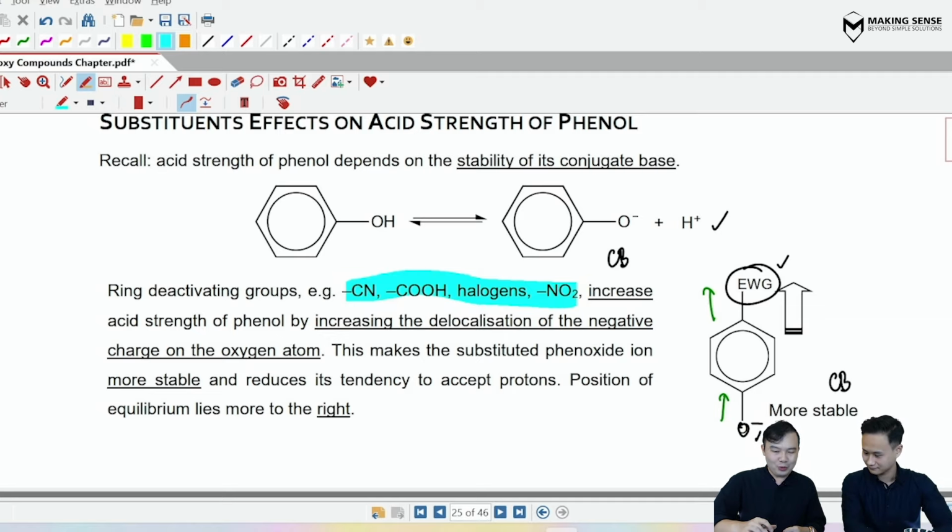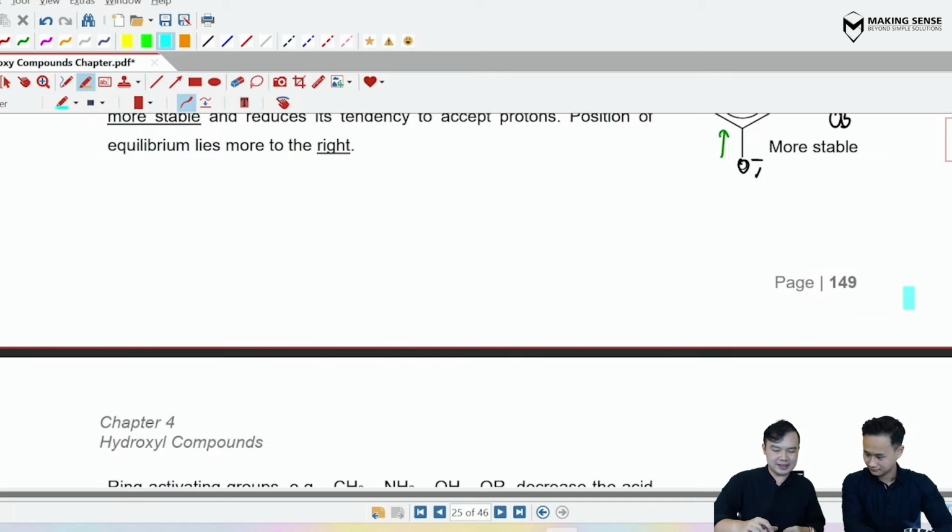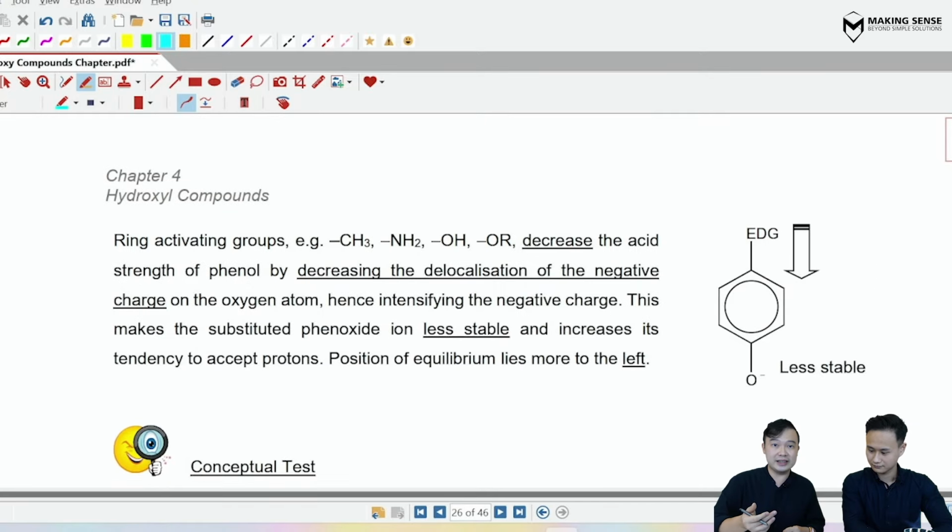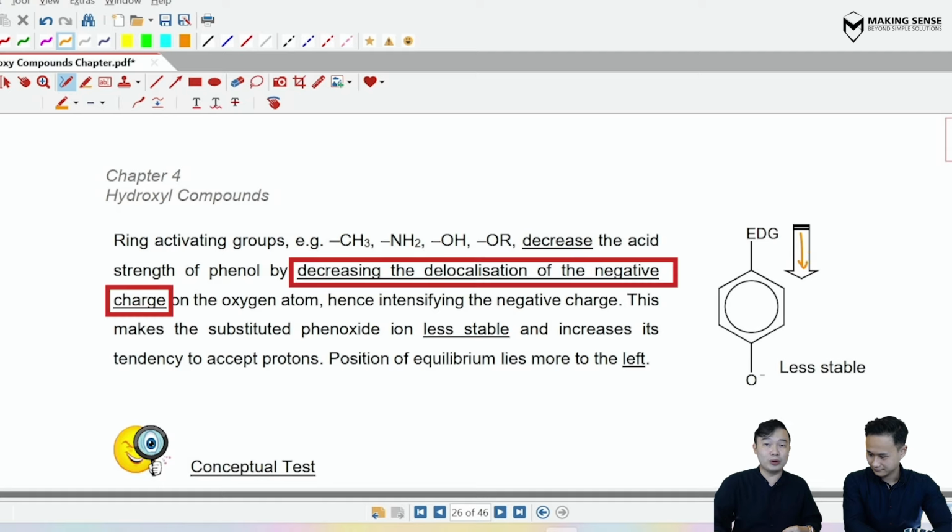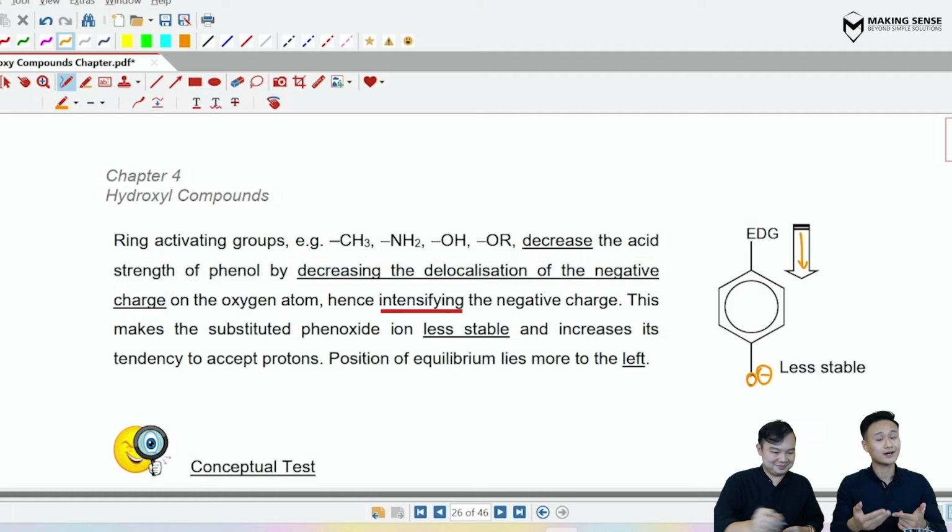Okay. Now, what's going to happen on the other hand is if I have an electron donating group. So you realize that everything is just the opposite. You're going to push electron density towards the O-, and what happens to the charge, Mr. Tim? Again, it doesn't disperse anymore. It intensifies it, makes things worse. The conjugate base is now less stable, less acidic.